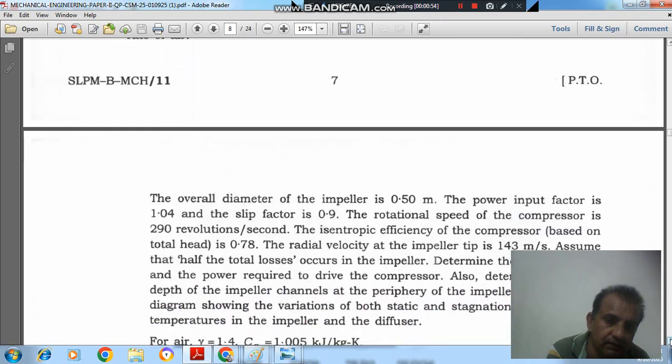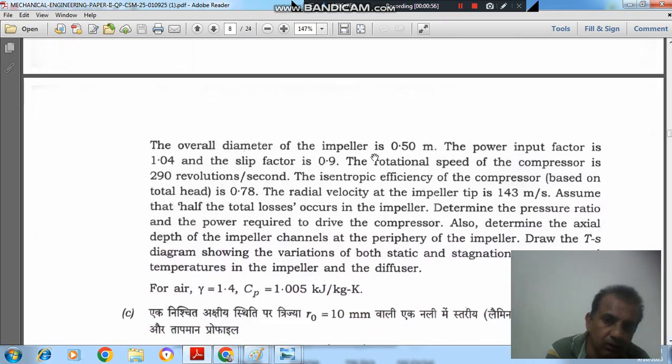So now the rest part is: the overall diameter of the impeller is 0.5 meters. The power input factor is 1.054 and the slip factor is 0.9. The rotational speed of the compressor is 290 revolutions per second. The isentropic efficiency of the compressor based on total head is 0.78. The radial velocity at the impeller tip is 143 meter per second. Assume that half of the total losses occur in the impeller. Determine the pressure ratio and the power required to drive the compressor.